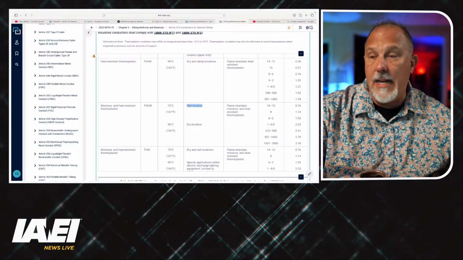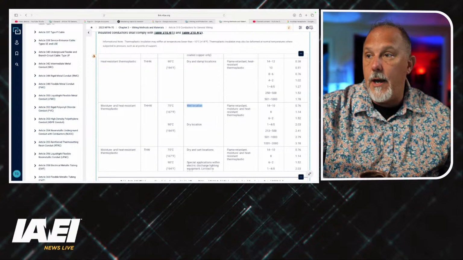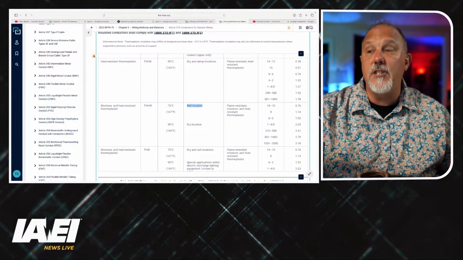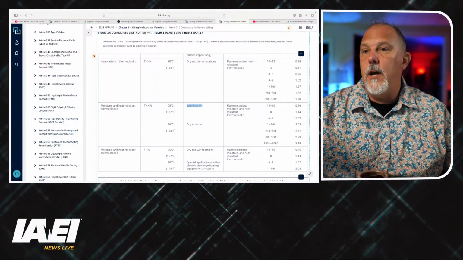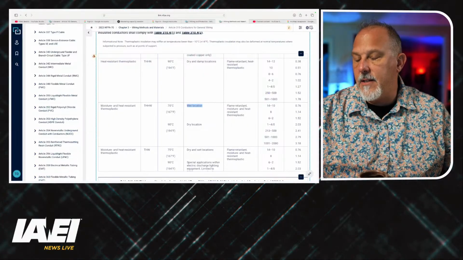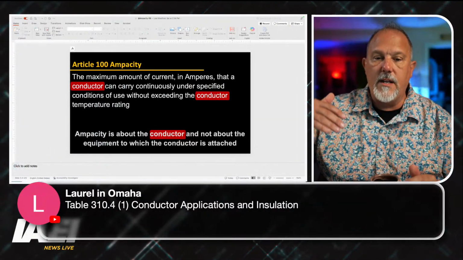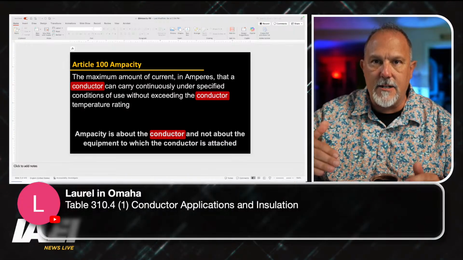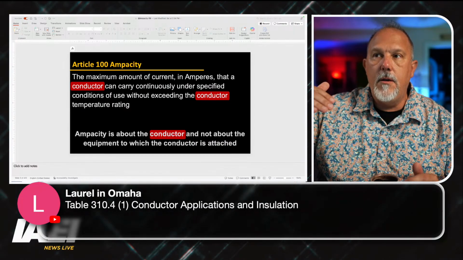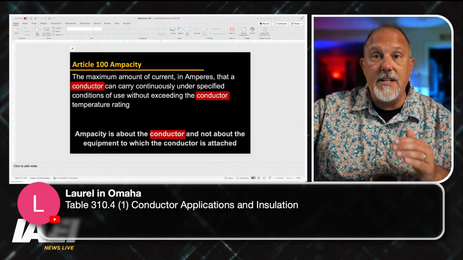I don't have a dash anything bad. I don't have a -2. I don't have anything. I just have THHW. So I've got to be careful when I think about the ampacity of that conductor and the starting point for the derating factor.